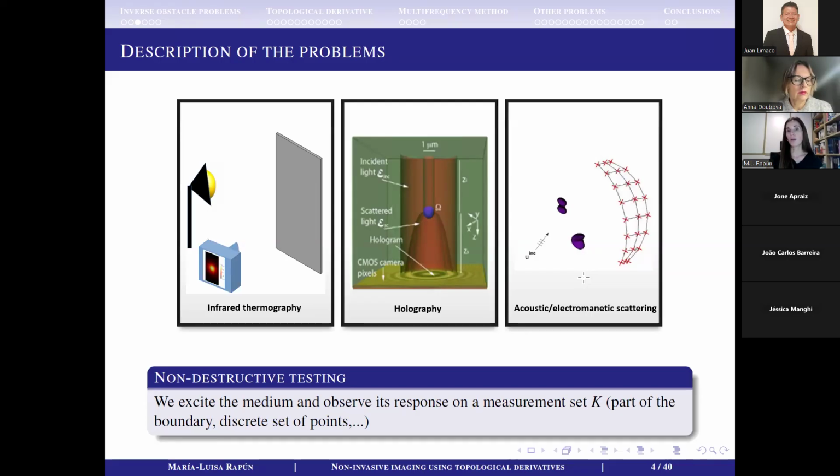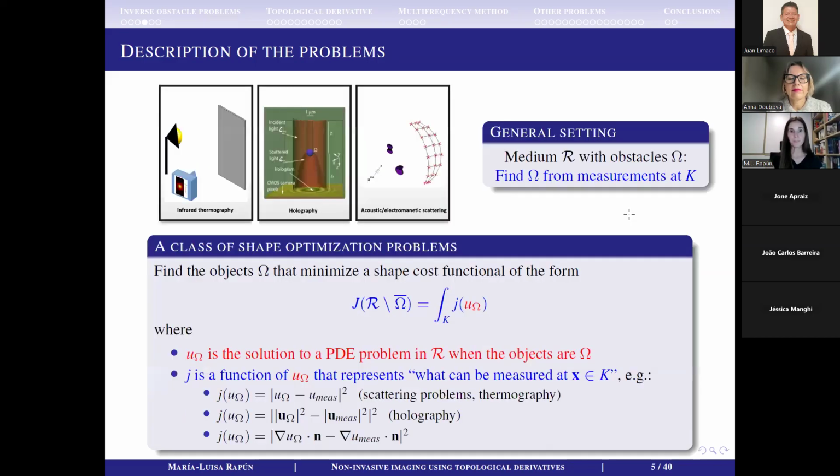Or in thermal or electromagnetic acoustic scattering, what we do is to produce a wave, and then this wave is going to interact with our objects and we try to identify them from measurements from a reduced number of detectors. So this will be K. In the case of thermography, it's just my picture. In the case of receptions, it is the set of receptors at some points.